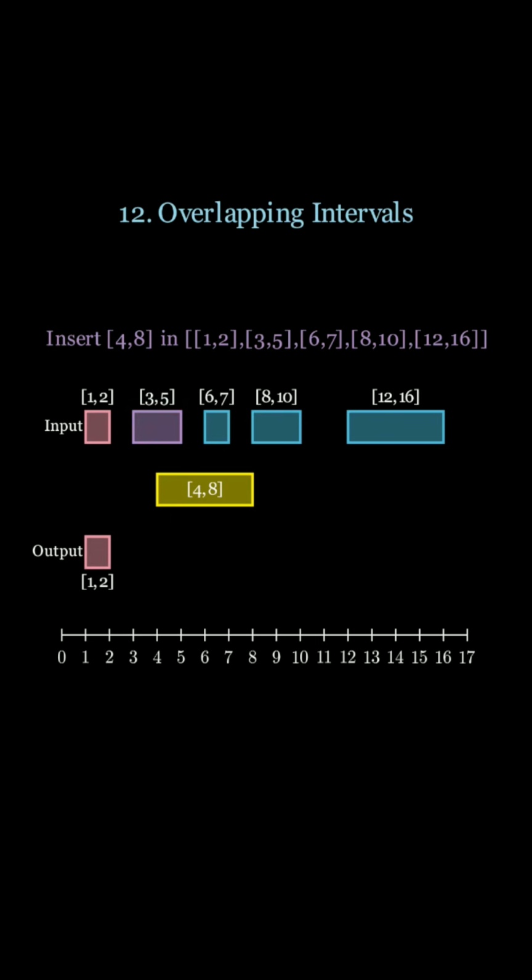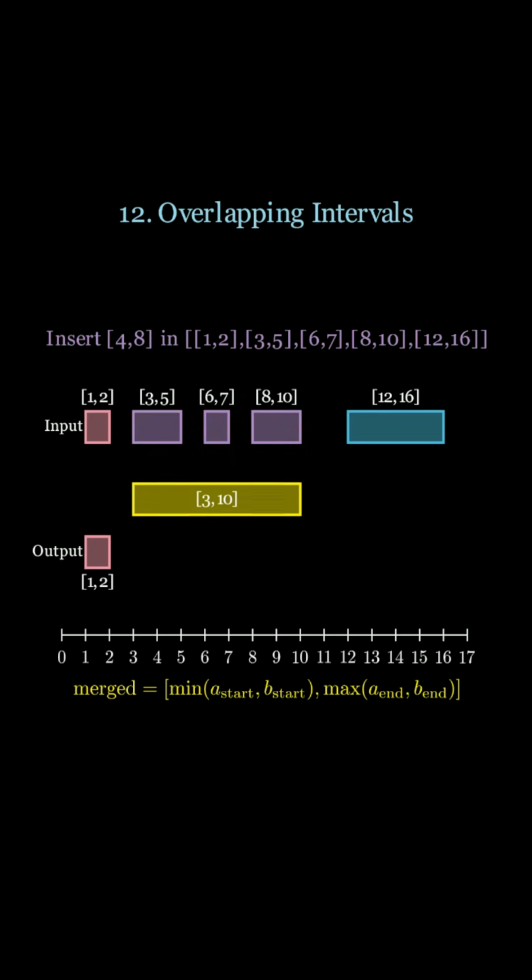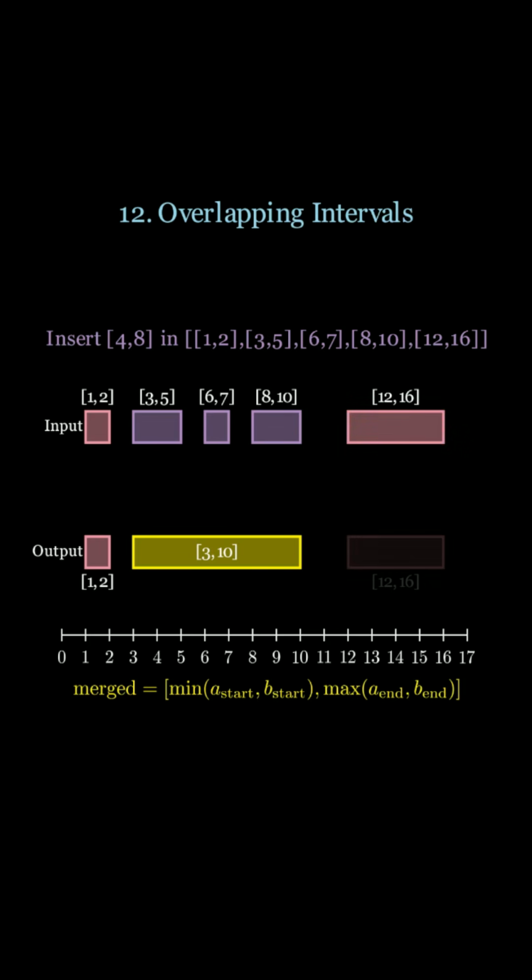However, in 3-5, there is overlap, so I need to use my formula in order to expand the interval. For 6-7, it's just contained within it, and finally 8-10, I expand again. Finally, we go to 12 and 16, there's no overlap, so we just carry it down.